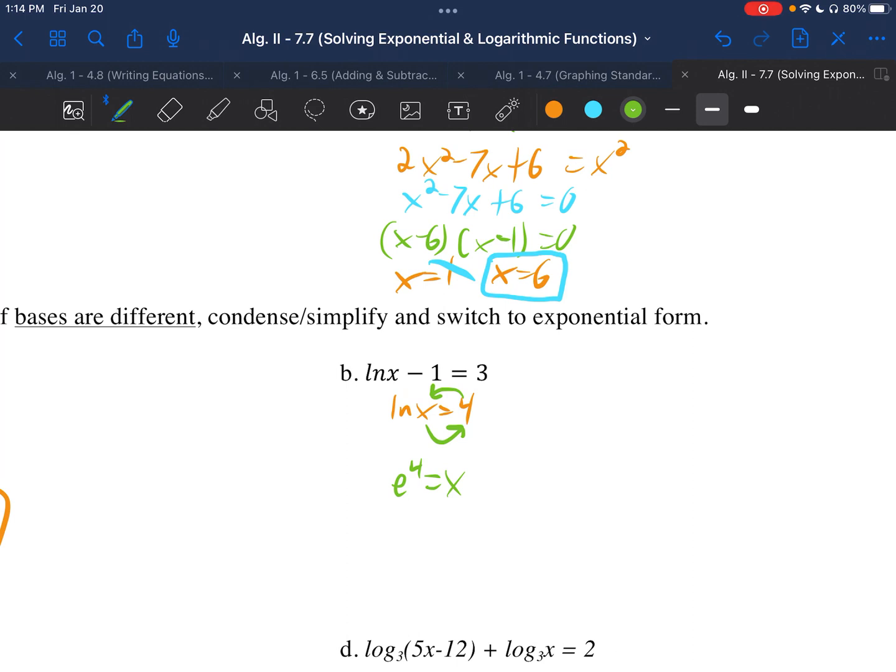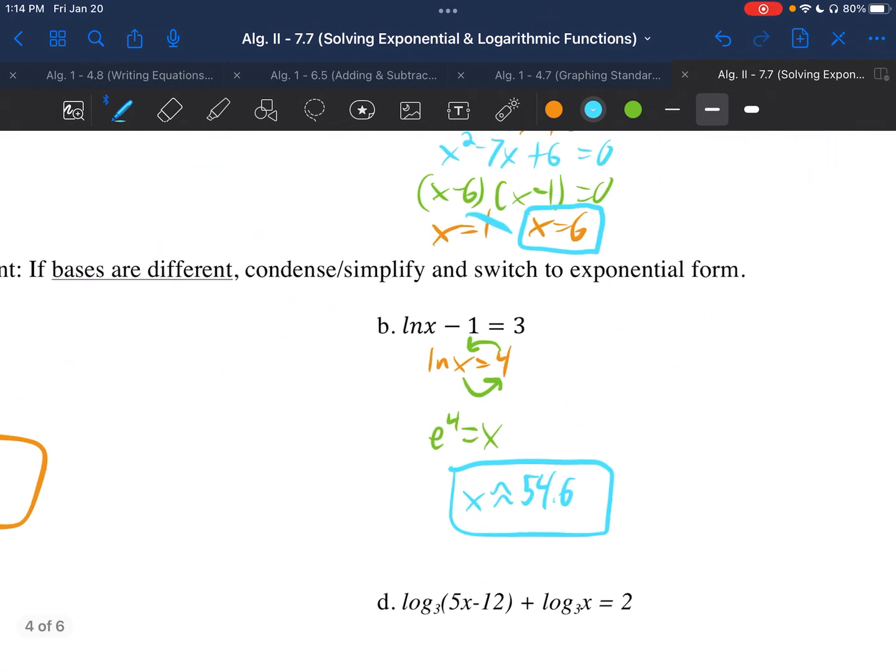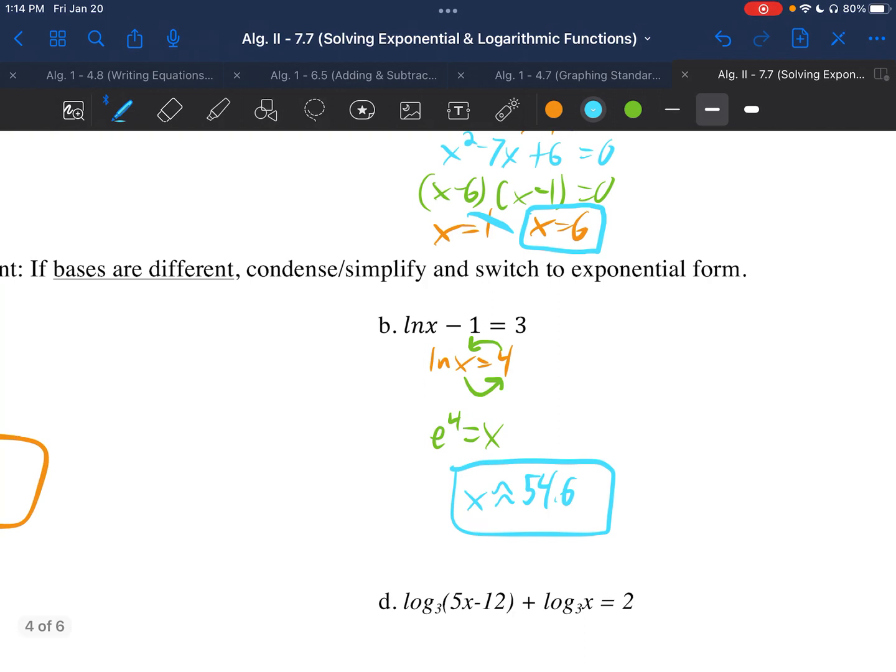is equal to x. And e is the button on the calculator you can use. So if you type in e to the power of 4 on your calculator, it'll give you that x is approximately 54.6. I rounded to the nearest tenth that time. I should note, on a test, if I'm asking you to round, I'll say how much to round to. That way you know.